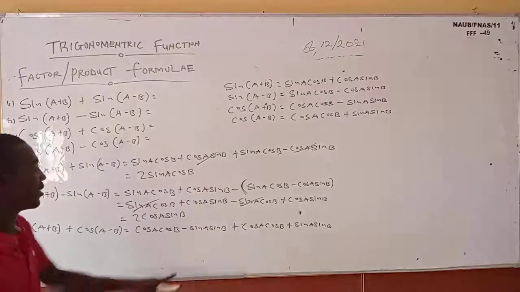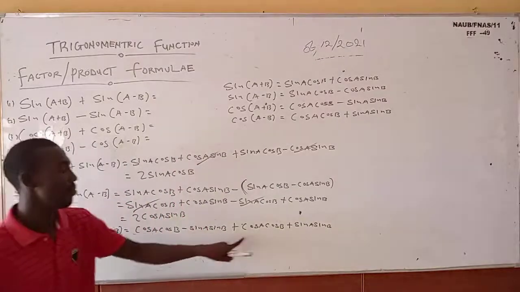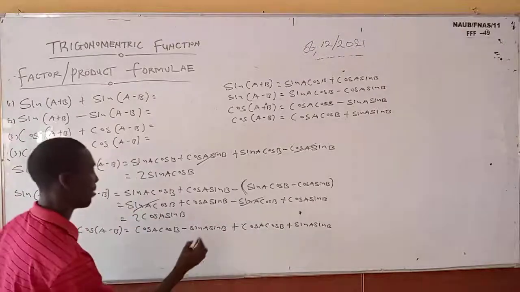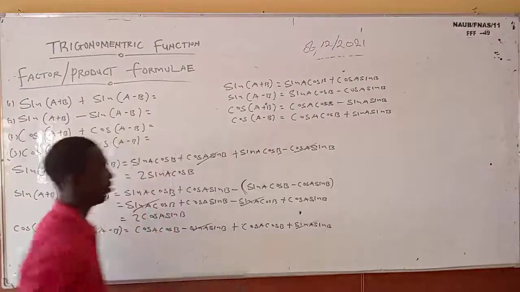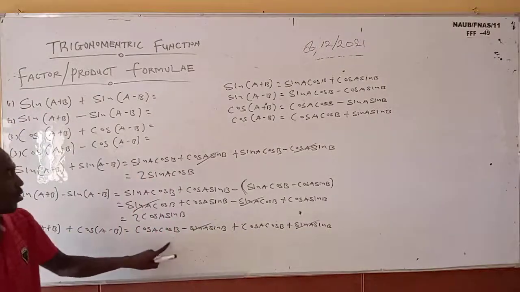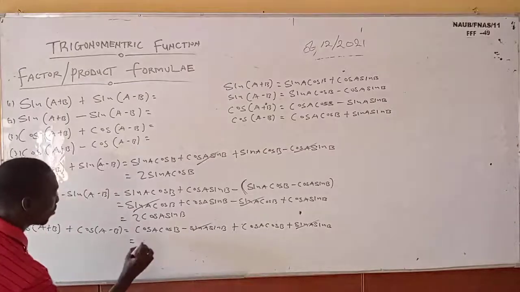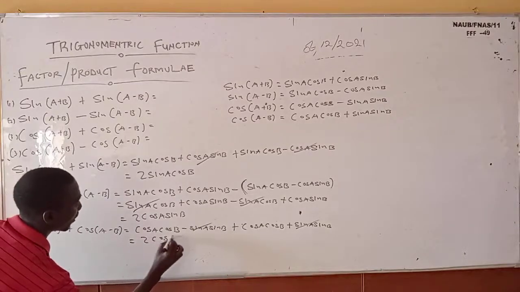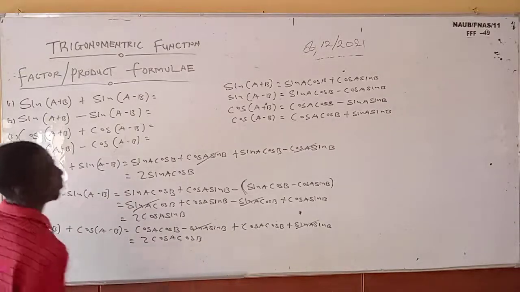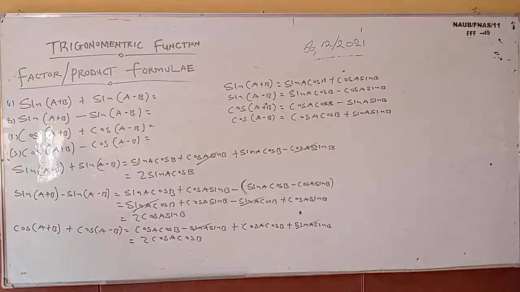Okay, so if you look at this, minus sine A sine B plus sine A sine B will cancel out. So we'll be left with what? Cos A cos B plus cos A cos B, which is what? 2 cos A cos B. Hope you get that. So the last but not the least here is what?